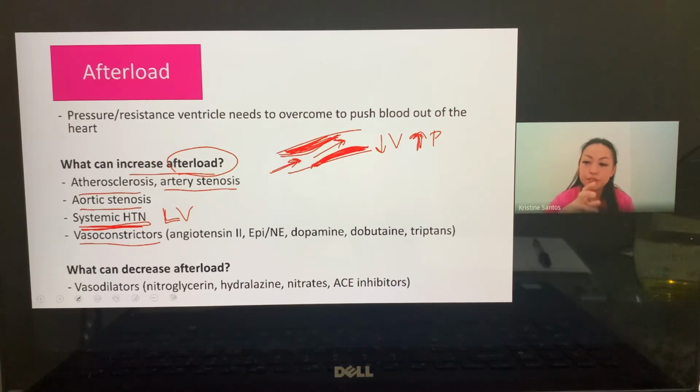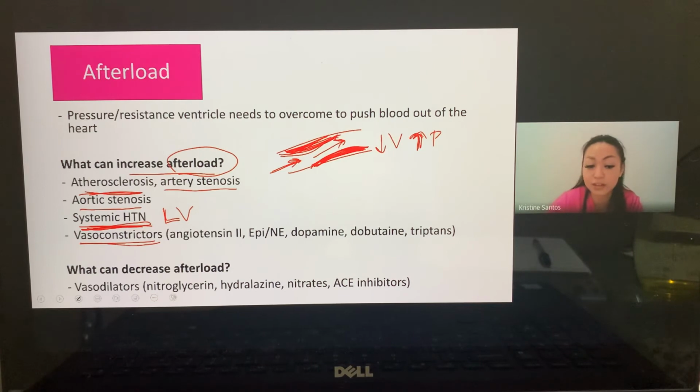So if we vasoconstrict our arteries, it's going to increase our afterload, because with vasoconstriction we're decreasing the volume inside the vessel, and when we decrease the volume inside the vessel, we increase the pressure, right? So vasoconstrictors, hypertension, and atherosclerosis are the main ones that can increase our afterload.